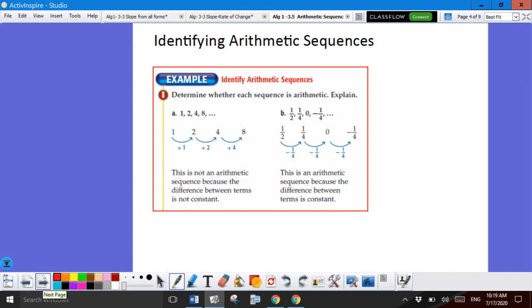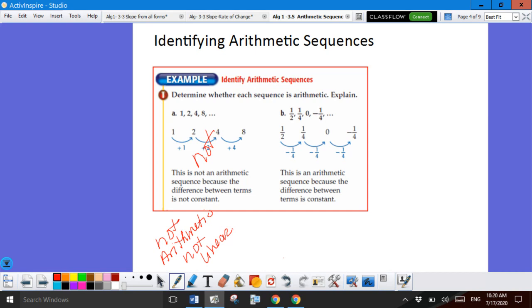Let's just take a look at what's going on here. An arithmetic sequence has to have the same difference each time. So if I'm looking at 1, 2, 4, 8, the first one goes up 1, the second one goes up 2, the third one goes up 4. This one is not arithmetic. If I'm not arithmetic, I am also not linear.